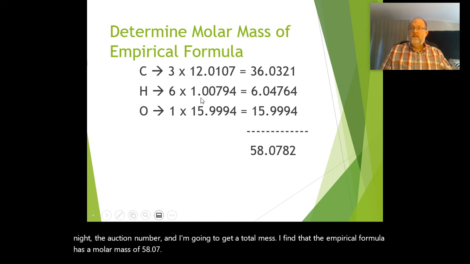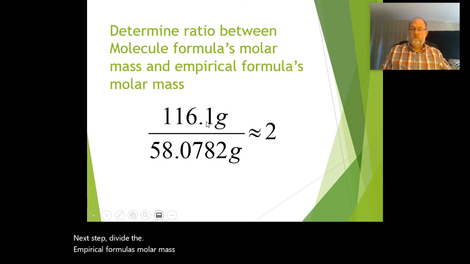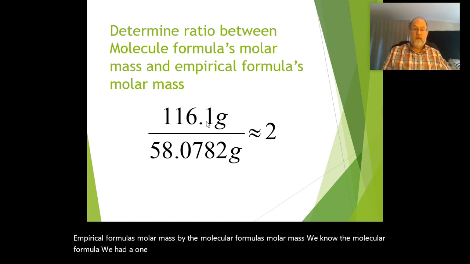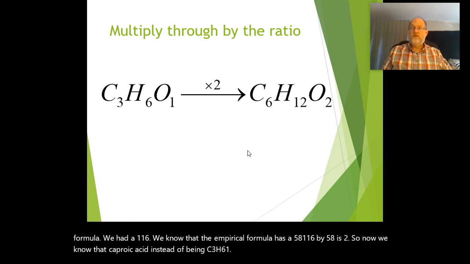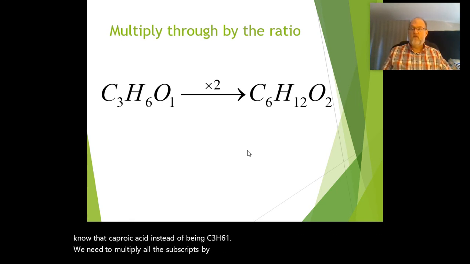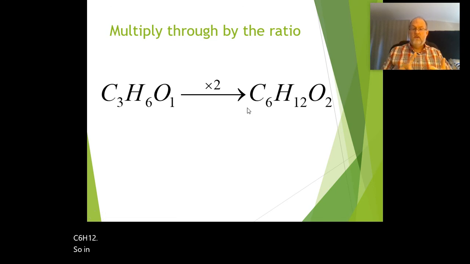Next step, divide the molecular formula's molar mass by the empirical formula's molar mass. We know the molecular formula had a 116. We know that the empirical formula has a 58. 116 divided by 58 is 2. So now we know that caproic acid, instead of being C3H6O1, we have to multiply all the subscripts by 2. So the correct molecular formula for caproic acid is C6H12O2.